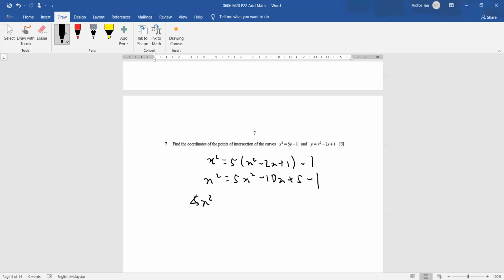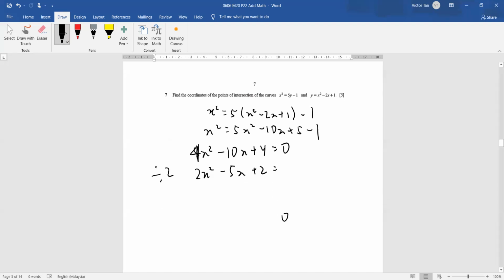Rearranging, this is 4x squared minus 10x plus 4 equals 0. Dividing by 2, okay, factorizing, x equals a half or x equals 2.